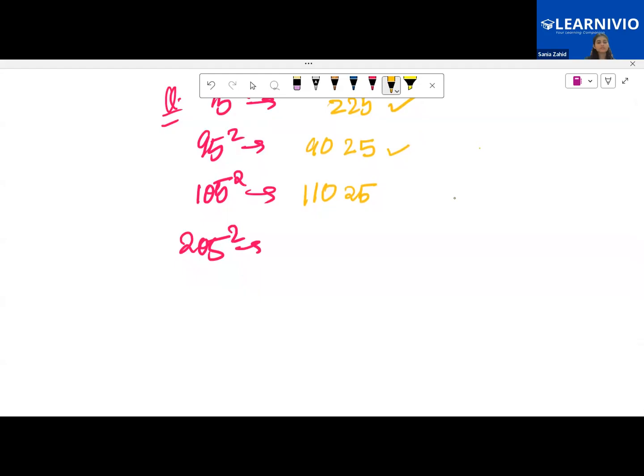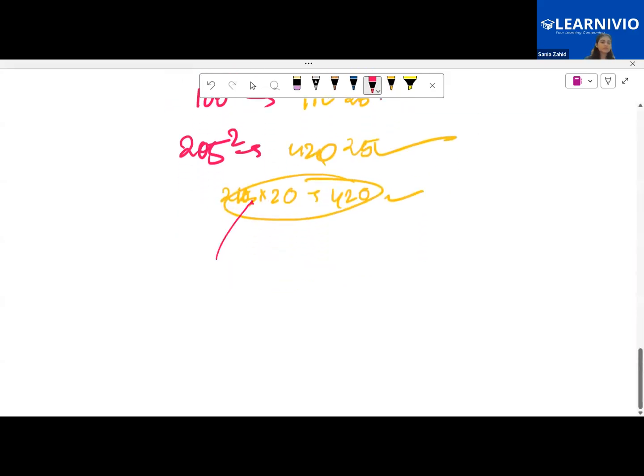And next, the square of 5 is 25. Then 20 plus 1 equals 21. So 20 into 21 is equal to 420. Okay, correct.